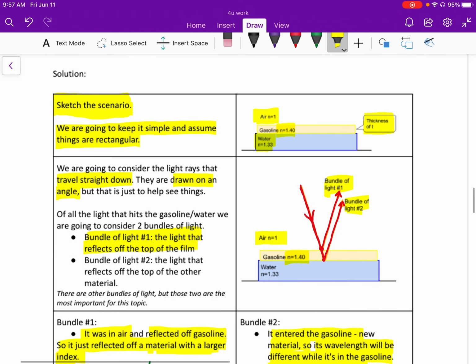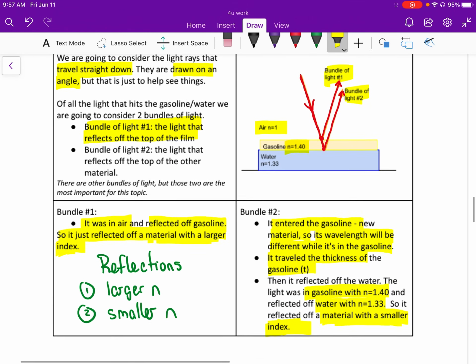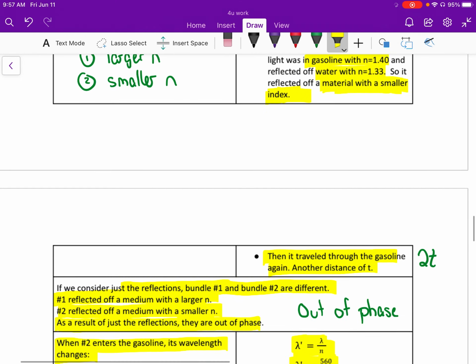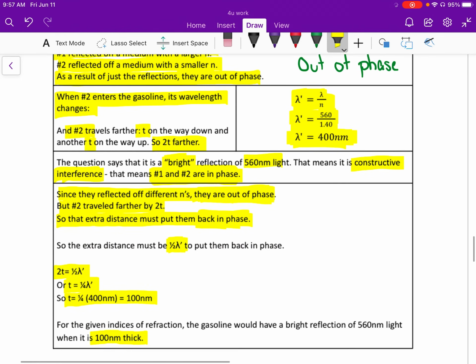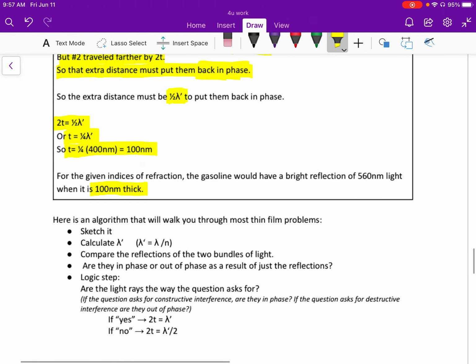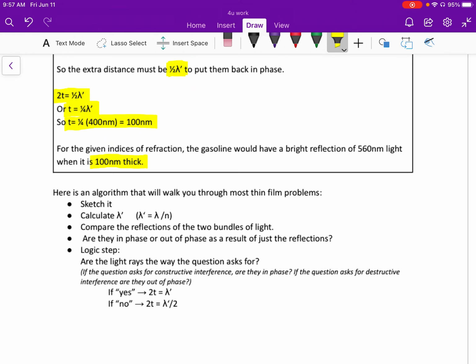Maybe the first one's a little bit overwhelming. Once you roll through these, here I'm going to show you, I've got it typed up next. There's an algorithm you can follow that will always work. I'm always going to get you to sketch it. And what I would say is, right up front, find the lambda prime. The lambda prime is the lambda in air divided by the index of the film. So when I say lambda prime equals lambda over n, this is going to be the film's n.